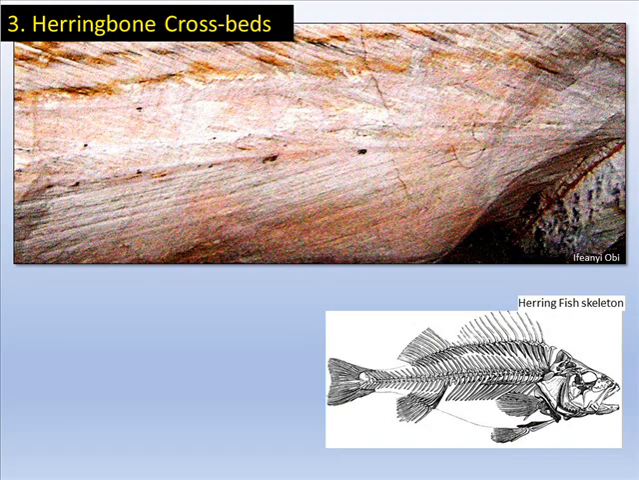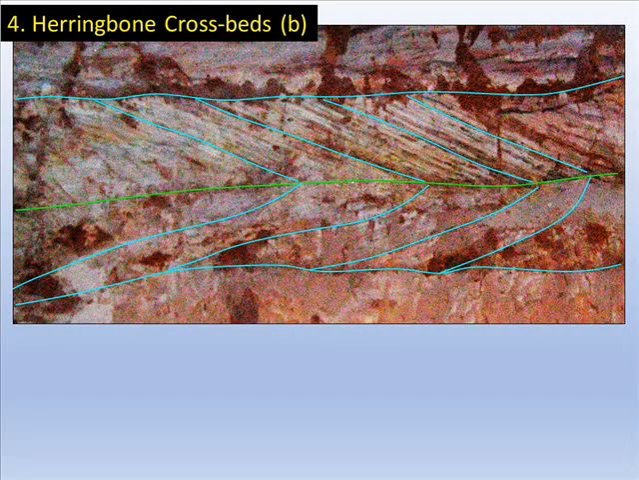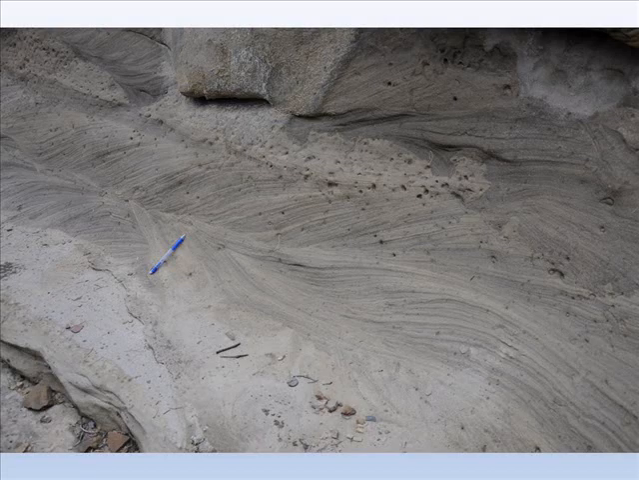Figure 3 is showing an example of herringbone cross-beds, again taken from an outcrop visited in one of the field trips. We actually see an example of the geometries and how above and below the blue line you have a difference in the dip direction of the foreset planes. So this is one example, and this is yet another example.